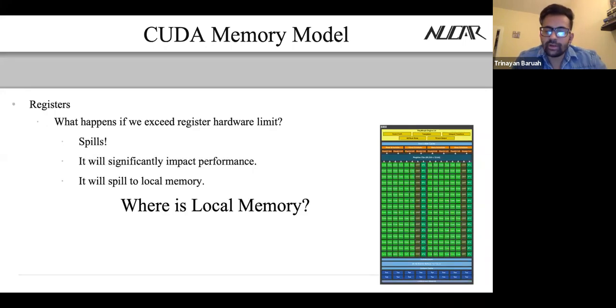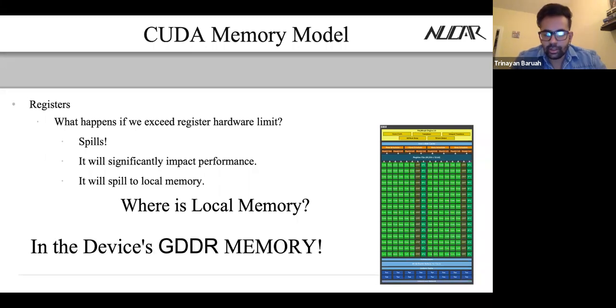But the question is, where is this local memory? So it looks like it's very close, right? Actually, it's not. It's located in the device GDDR memory. So even though the name is local memory, it's actually part of GDDR memory. So you can imagine that hundreds of cycles might be taken to load variables. So this is one of the key reasons you should not use too many variables inside the kernel.